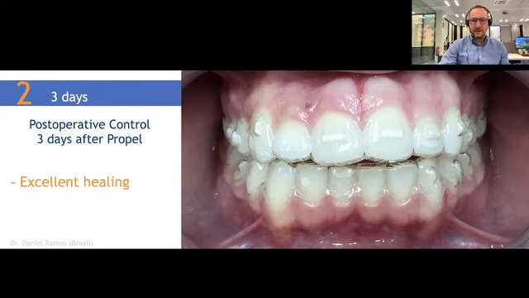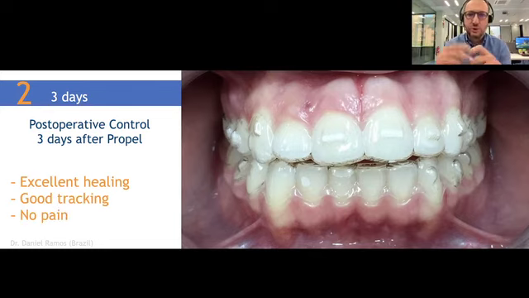You remember every area that I presented to you where I did the micro perforations. We almost cannot see them here. You can see something healing, but in 3 days it's almost like I didn't do anything. It's super easy for the patient. Good tracking, and the patient could change the aligner in 3 days without feeling any discomfort or pain. Otherwise, without this technique, it would be impossible.